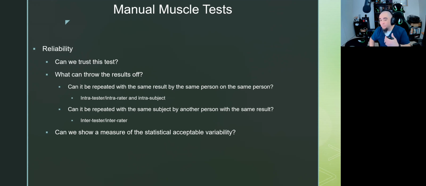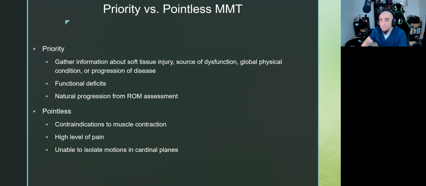We've tested these over and over again. There is a statistically acceptable variability in both manual muscle testing and goniometry. That just happens. So when you're looking at manual muscle testing, it's a priority when you're gathering information about soft tissue injuries, source of dysfunction and stuff like that. When they have functional deficits, when you're going for a natural progression from a range of motion assessment.